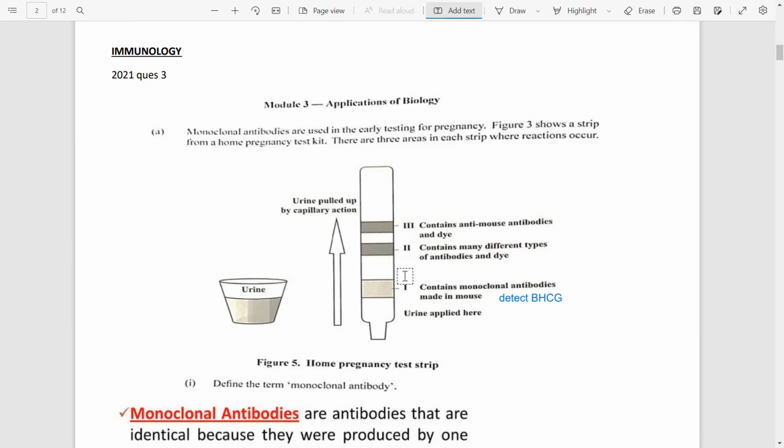Now, this second part has many different types of antibodies and dyes, and number 3 contains anti-mouse antibodies and dyes. All right, so this test, the second strip, is supposed to be the control strip.